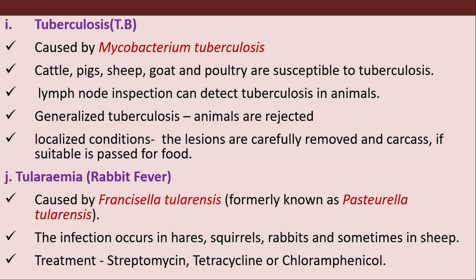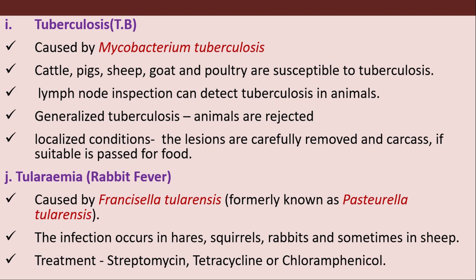Tuberculosis. This is caused by Mycobacterium tuberculosis. Cattle, pig, sheep, goat and poultry are susceptible to tuberculosis. Lymph node inspection can detect tuberculosis in animals. In localized conditions, the lesions are carefully removed and the carcass, if suitable, is passed for food.